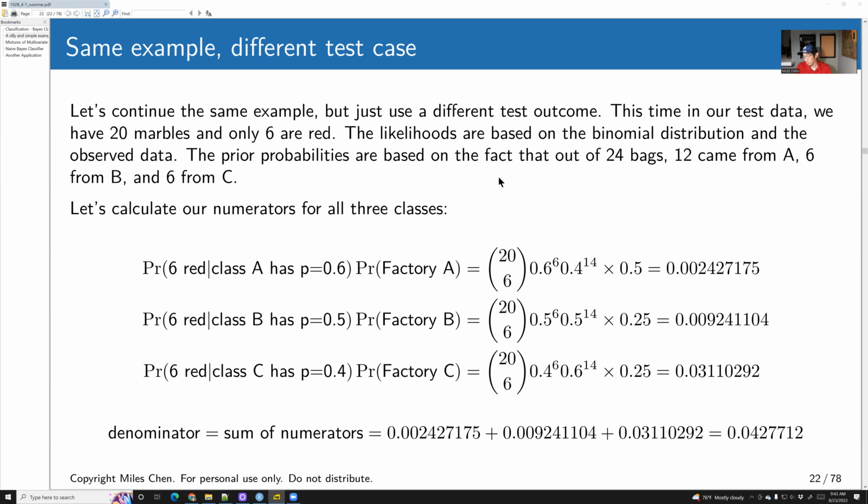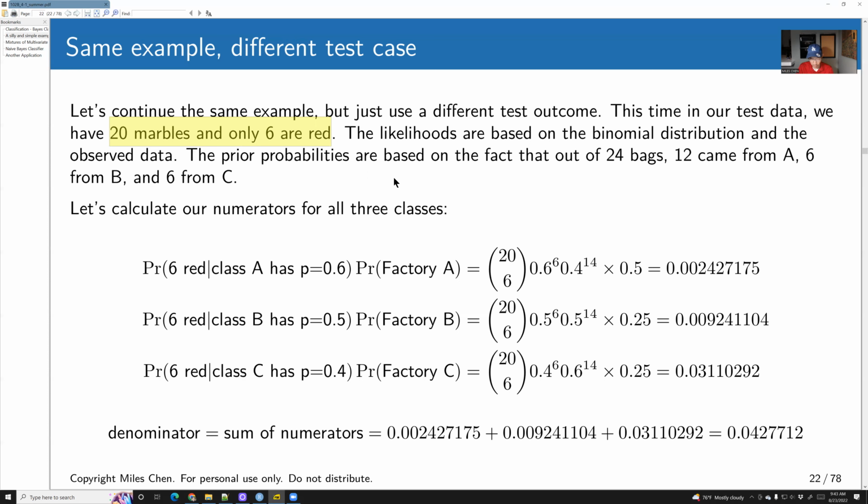Okay, let's try the same exact example, but this time we will change what we see in the bag. So this time we open up our bag, and in our bag we have 20 marbles and only 6 of them are red. So 6 out of 20, that's 30% red. And so now we ask, okay, which factory did it come from?